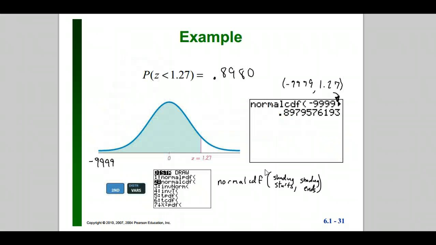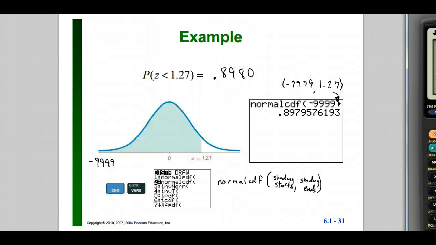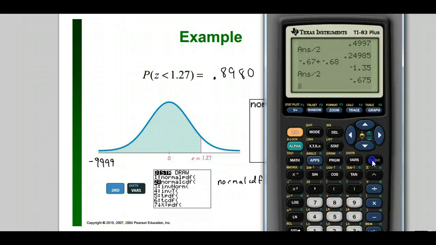So if I want to find, this is the first problem we did, the probability that the z-score is less than 1.27, I press second vars, I highlight normal CDF. Now, the way this works, for normal CDF, you have to put in lower number, upper number. So for this one, when there is no lower number given, it's just everything to the left of this number, then we just make up a really big lower number. So I use negative 999.